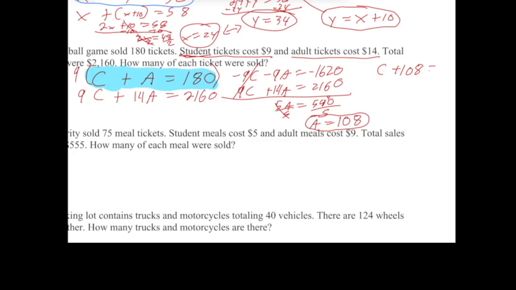That's all going to equal 180. And once I subtract 108 from both sides, boom, die, my child or my student tickets are going to equal 72. There you go. All right, two more.